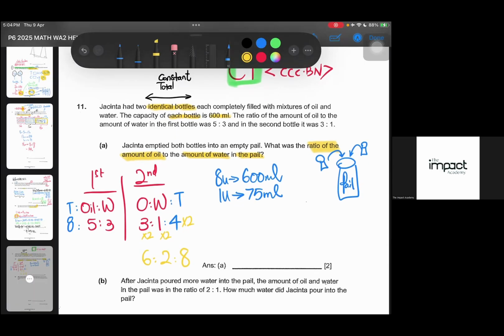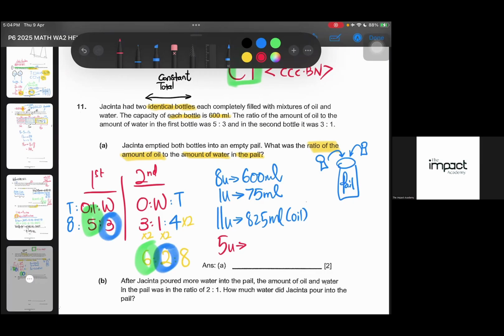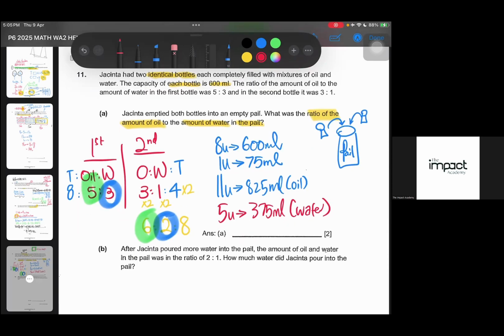Amount of oil. So let's find oil. I'll probably use green color to show oil. Oil is basically 6 units and 5 units. So that gets me to 11 units. Do you understand? Which is 825 ml. This is for oil, so I'll just write oil over here. For water itself, I'll highlight the ratio in blue. In this situation it is 5 units. So 5 units is 75 times 5, we get 375 ml. Then here this becomes water. Does it make sense to you?